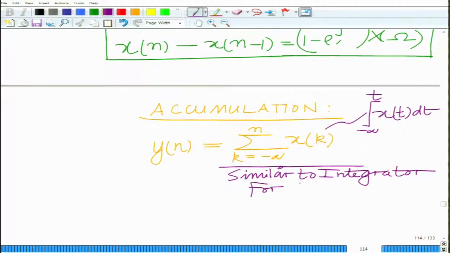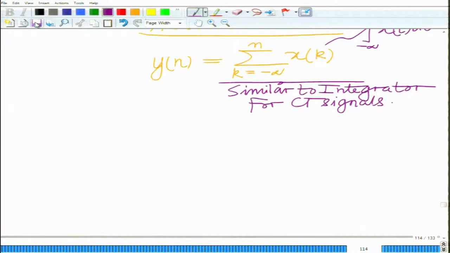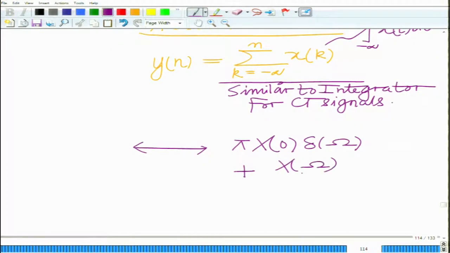Integrator. Similar to the integrator for continuous time signals, all right. And now, the Fourier transform of this is given as pi X(0) delta(omega) plus X(omega) over 1 minus e to the power minus j omega.